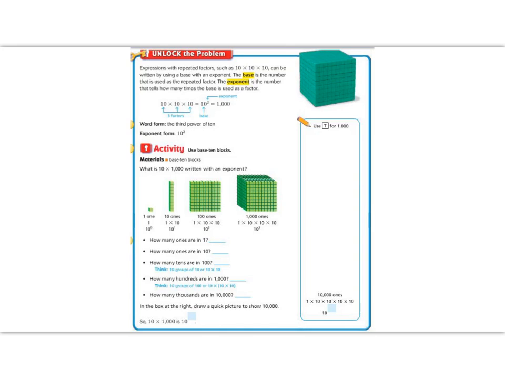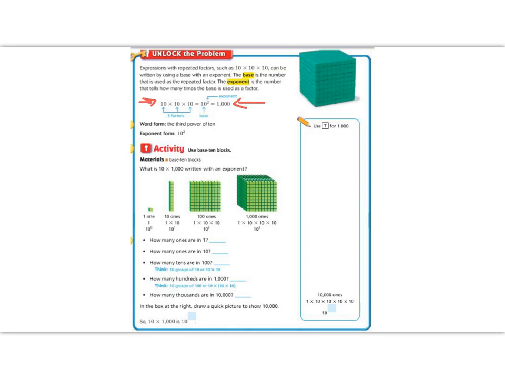So in the example, 10 times 10 times 10, we could say that the base is 10, and it's going to be multiplied 3 times because there are 3 of them. So that looks like 10 with a little 3 up at the top. And we know if we multiply 10 times 10, we get 100. And 100 times 10 is 1,000. So 10 with a little 3 up at the top equals 1,000. That little 3 at the top is our exponent.